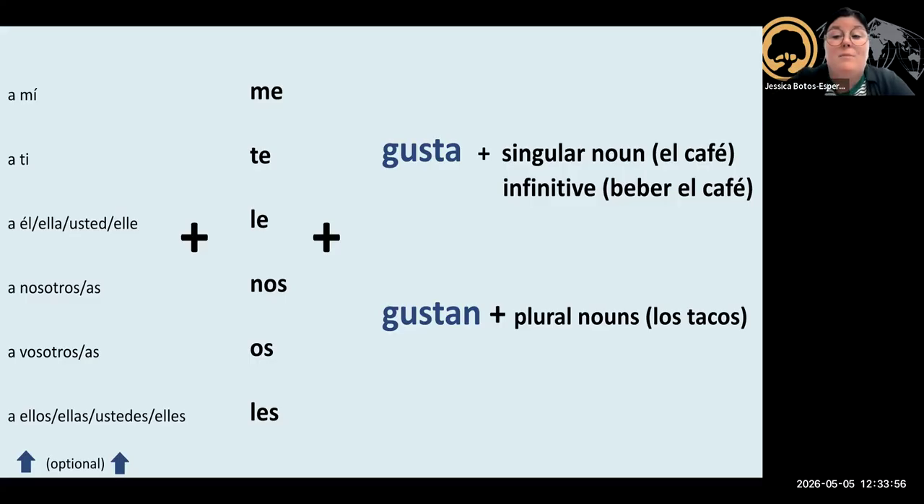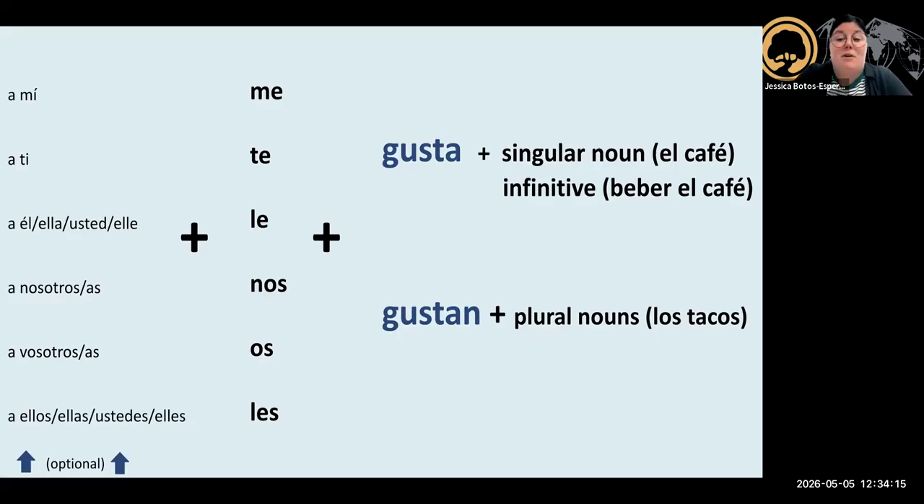Now, at the very bottom, you'll see that I have the word optional here. That means technically we can leave these out if it's already clear who we're talking about, but we do often include them for clarity or emphasis. We can talk about this a little further later on.